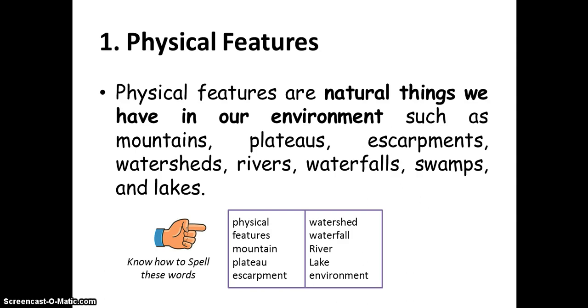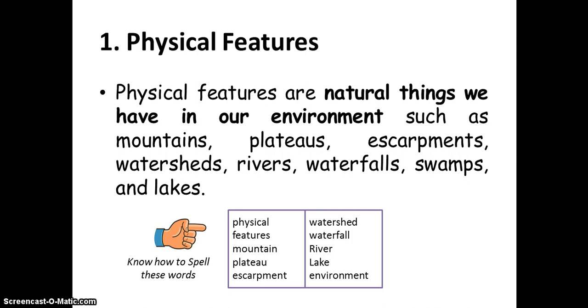In this subtopic, we are looking at physical features. Now, what is a physical feature? Physical features refer to natural things we have in our environment. That means these things are not man-made, they are natural. So physical features are natural things we have in our environment, such as mountains, plateaus, escarpments, watersheds, rivers, waterfalls, swamps, and lakes.